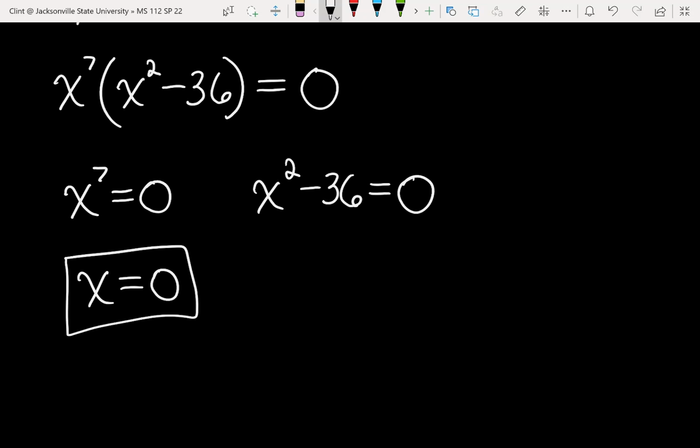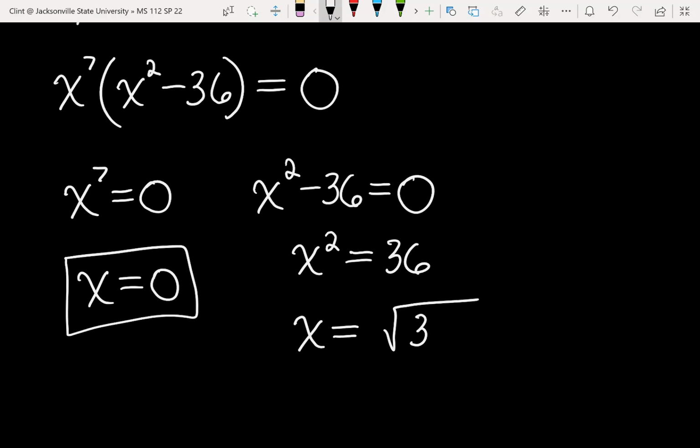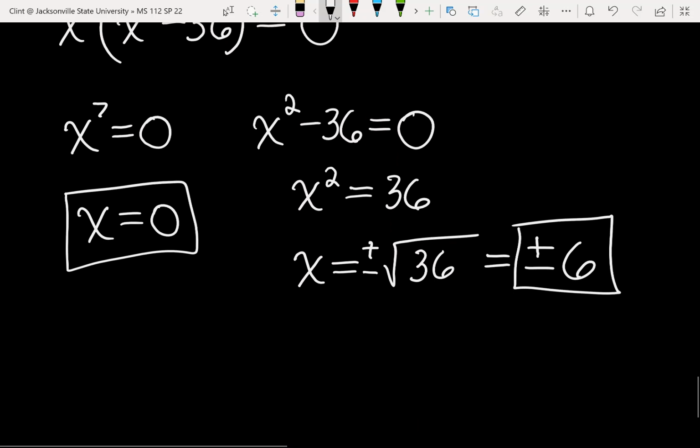On the other one, if you're like me and didn't notice that it would factor again, we would add 36 to both sides. And then to get rid of the square on x squared, what would we do? Square root, yeah. If we take the square root of both sides, there's something we have to remember: plus or minus. There we get two solutions, positive 6 and negative 6. And so if we were listing out the solutions, we've got negative 6, 0.